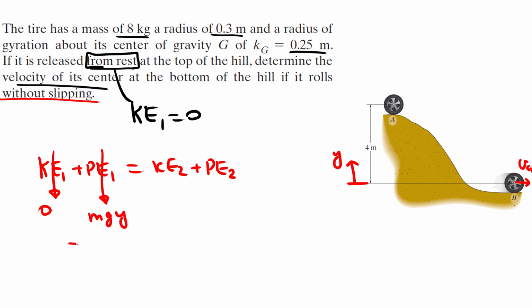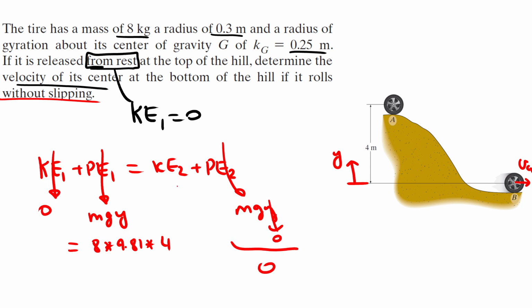Y is 4 meters, m is 8 kg, so that is mgy at 1. And at 2 it is mgy and y is 0, therefore it is 0. Okay, so it means that the change in potential energy is converted into kinetic energy. So let's find the kinetic energy of the wheel.